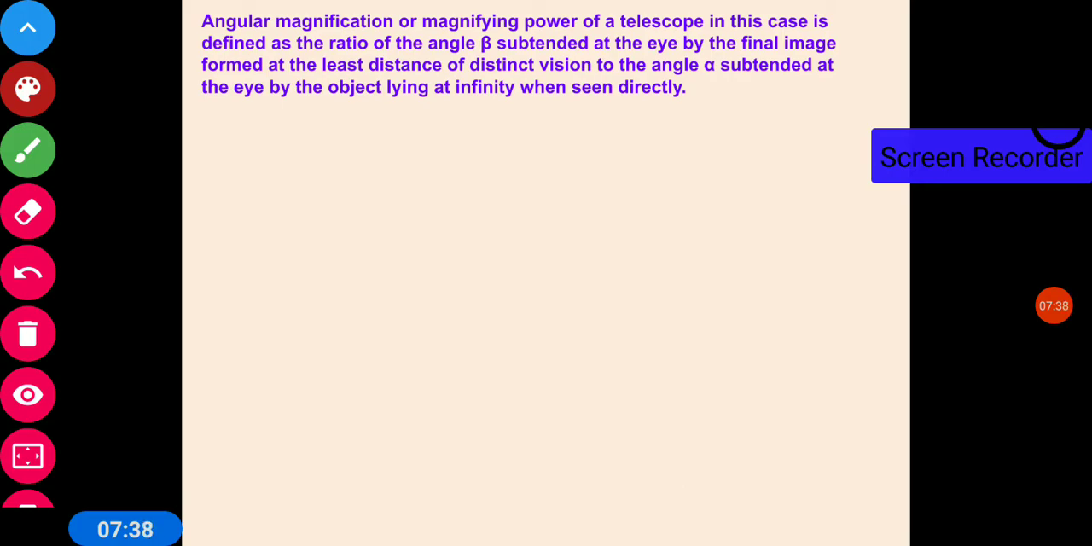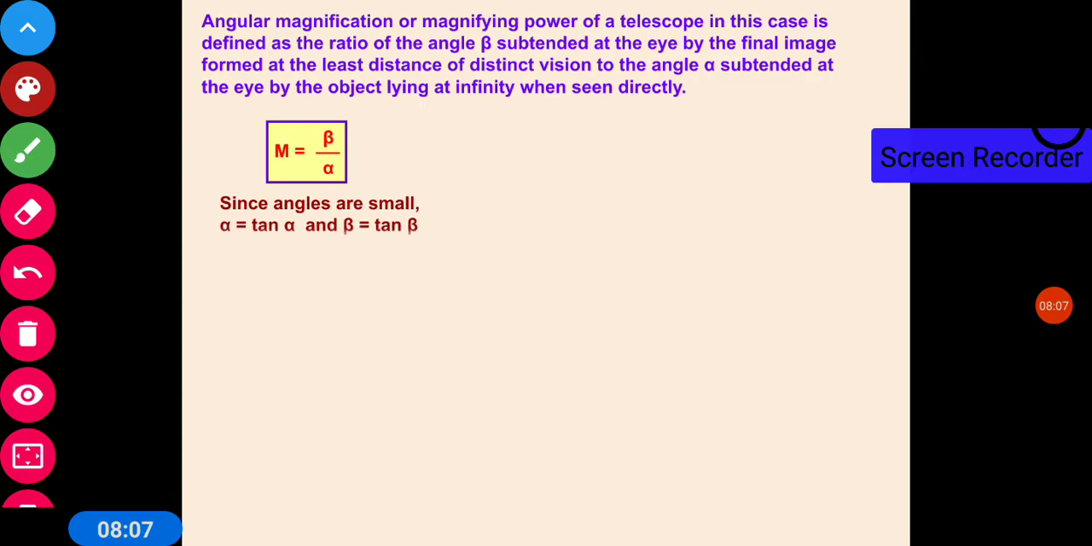In case of the least distance of distinct vision, the final image is formed at the least distance of distinct vision, with an object lying at infinity when seen directly. And in case of normal adjustment, beta and alpha are both at infinity, the angles formed by the image and the object when the image and object are both at infinity.